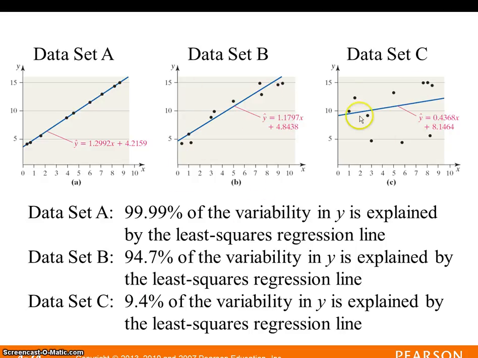And then for this last data set here, where the data is not linear, right, only about 9.4% of the variability in y is explained by the least squares regression line, right? So the rest of it is this unexplained value.